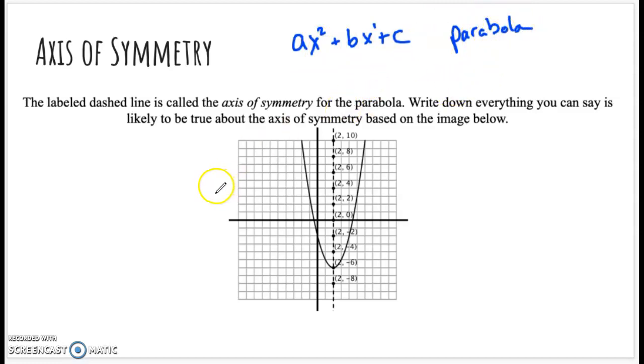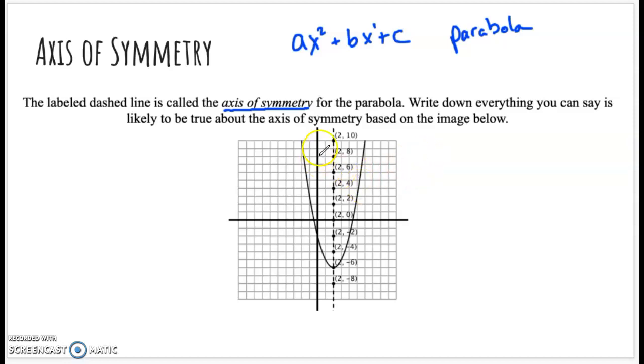So the cool thing about parabolas is that they are symmetrical. They have this thing called the axis of symmetry that sort of chops our parabola in half. You could take a minute and write down everything that you think to be true about the axis of symmetry based on the picture shown below. Pause the video. Otherwise, we're just going to run through it.